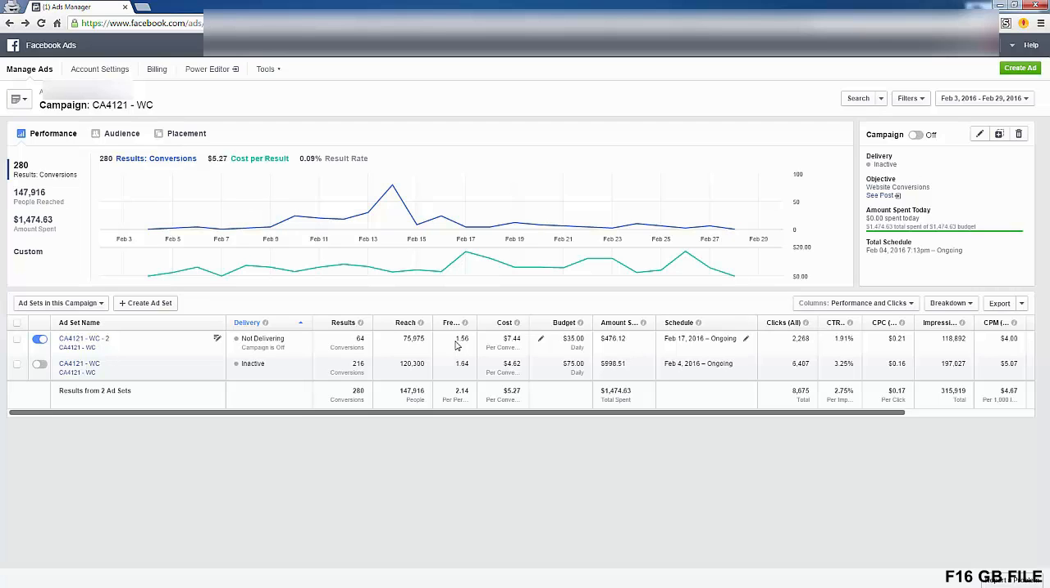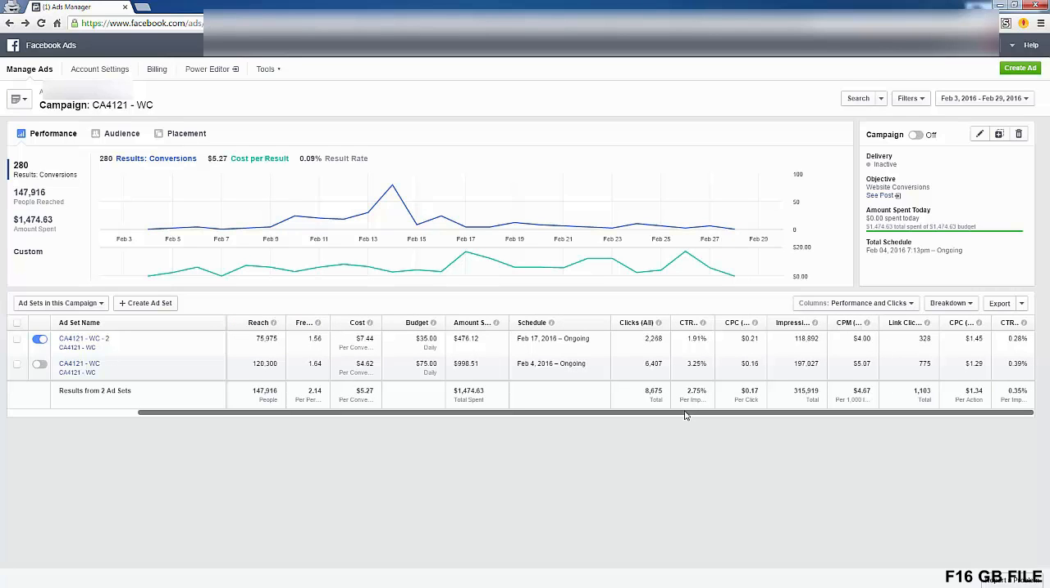Because at that point, people have seen it 2 or 3 times on average. I don't want to show it to them any more times. That's it. So frequency is a very important number, but it's not something that you're going to look at at the forefront. When you start, you're going to be at like 1.01 frequency, right? You're not going to care about frequency until you're over 2. So that's pretty much it.